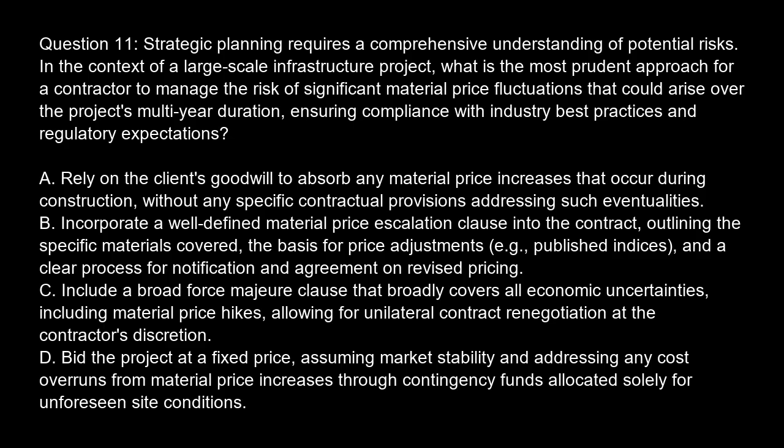Option C. Include a broad force majeure clause that broadly covers all economic uncertainties, including material price hikes, allowing for unilateral contract renegotiation at the contractor's discretion. Option D. Bid the project at a fixed price, assuming market stability, and addressing any cost overruns from material price increases through contingency funds allocated solely for unforeseen site conditions.